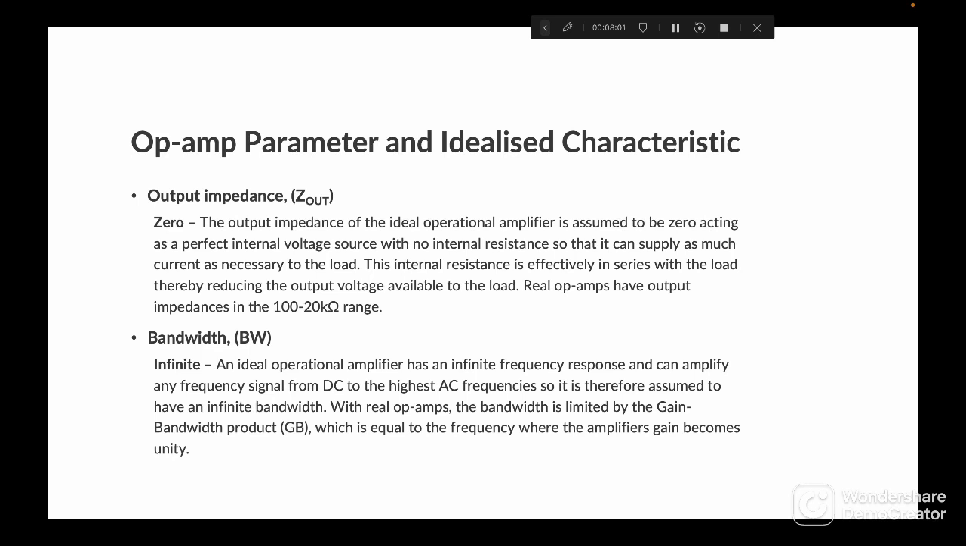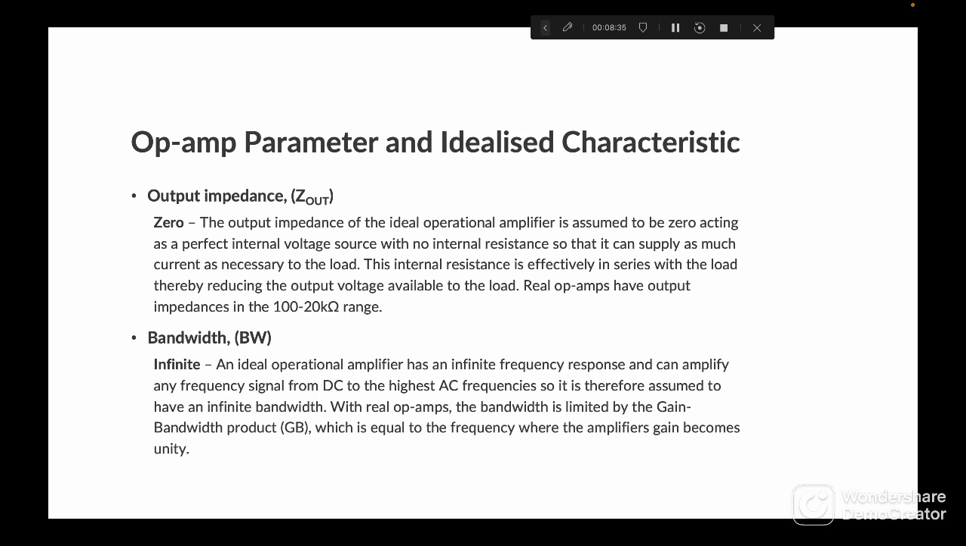Next, output impedance. The output impedance of the ideal operational amplifier is assumed to be zero, acting as a perfect internal voltage source with no internal resistance, so that it can supply as much current as necessary to the load. This internal resistance is effectively increased with the load, thereby reducing the output voltage available to the load. Real op-amps have output impedance in the 100 to 20 kilo ohms range.